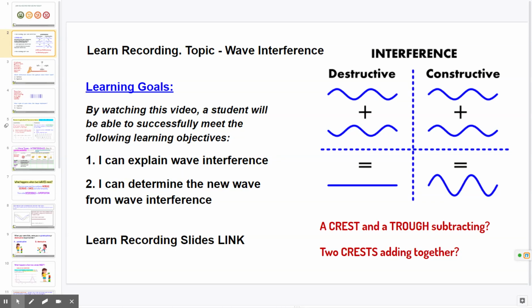This is your Learn recording for lesson wave types, topic wave interference. By watching this video, a student will be able to successfully meet the following learning objectives. I can explain wave interference. I can determine the new wave from wave interference.